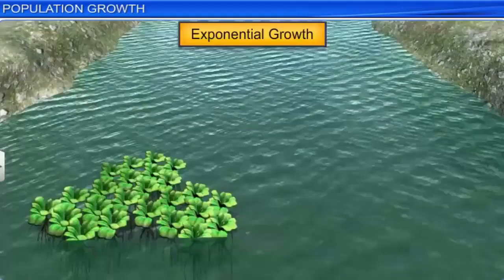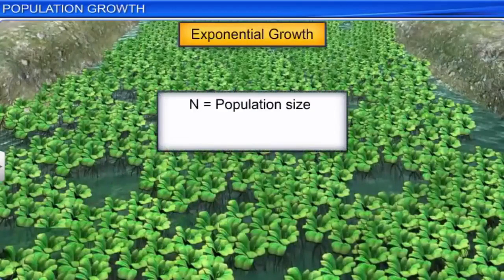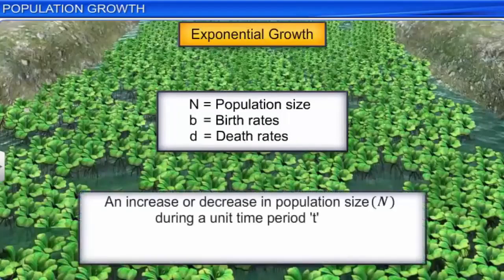Let's take the example of the pistia plant. When it is introduced in a water body, due to unlimited food and space, these plants grow exponentially and cover the entire water body in a matter of a few days. Considering the population size as n, birth rates as b, and death rates as d, the increase or decrease in population size during a unit time period t is as shown.